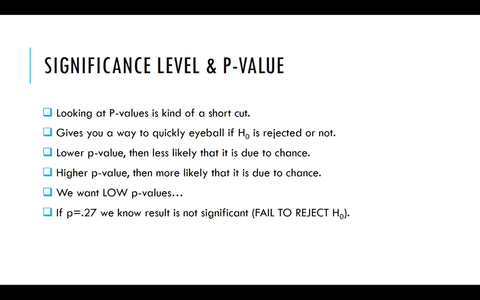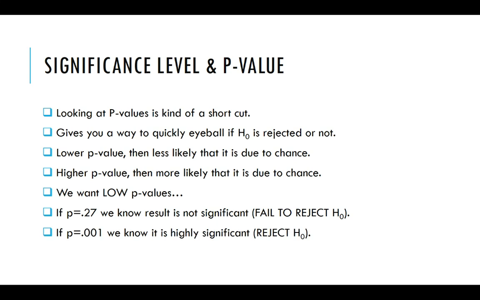So if I generate a statistic on the computer and my output gives me a p-value of 0.27, think about what that means. That means there's a 27% probability that my results are simply because of chance. Well, that's not good. So then we know the result's not significant. There's just not enough evidence, right? We're going to fail to reject the null hypothesis. There's just not enough evidence to reject.